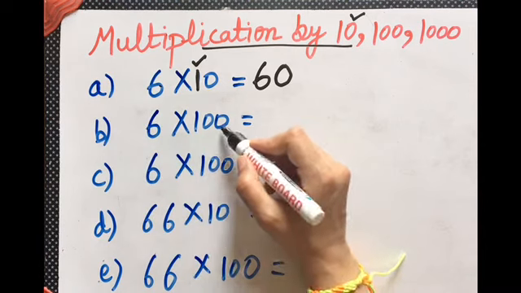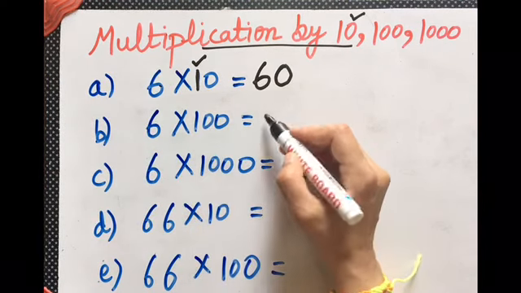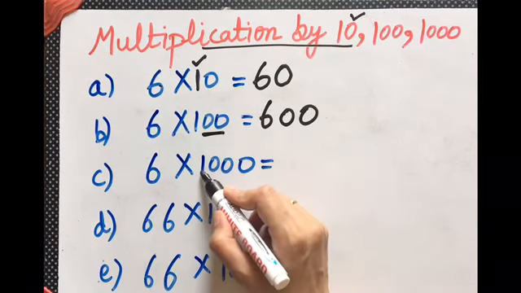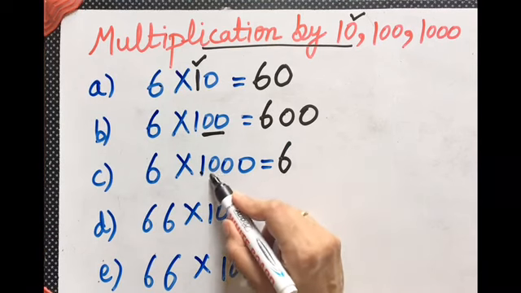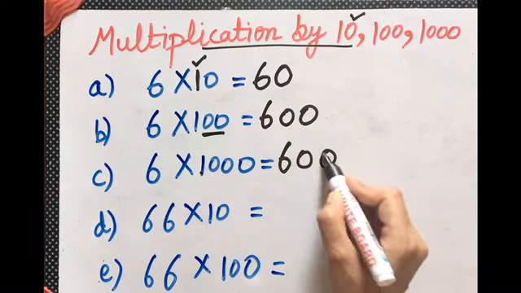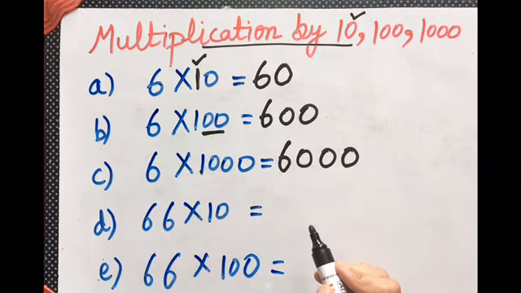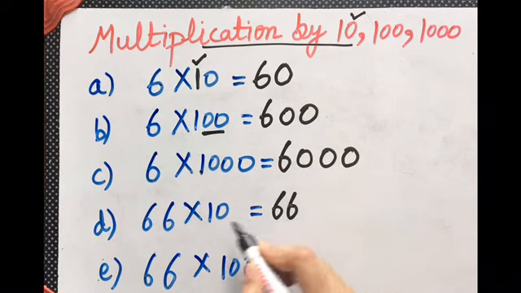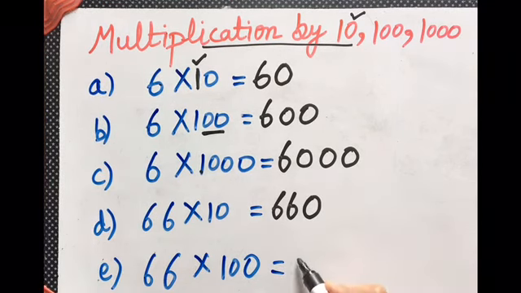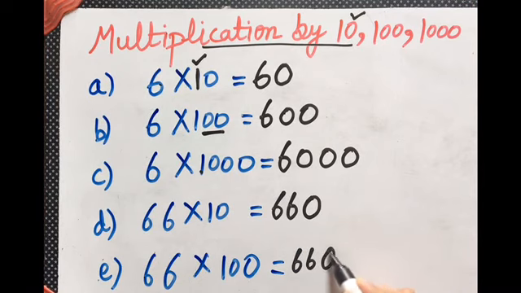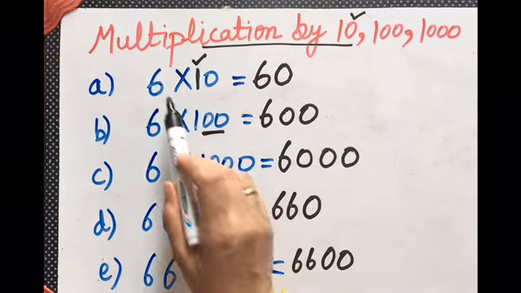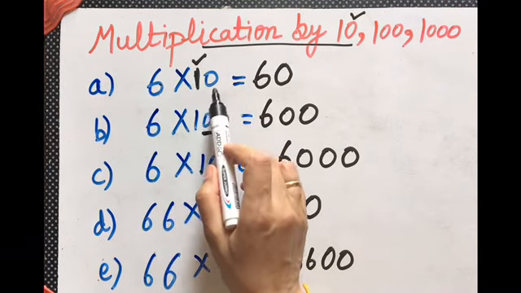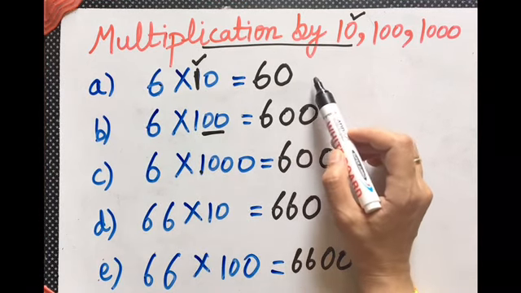So, 6 multiplied by 100. It will be 6 multiplied by 1 is 6, and then how many zeros? 2. 6 multiplied by 1 is 6, then how many 0s? 1, 2 and 3. Fine. In the same way here also, 66 multiplied by 1 is 66, then how many zeros? 2 zeros. So, what we are doing? We are multiplying this number with 1, as 1 is here, and then putting the number of 0s after the number.